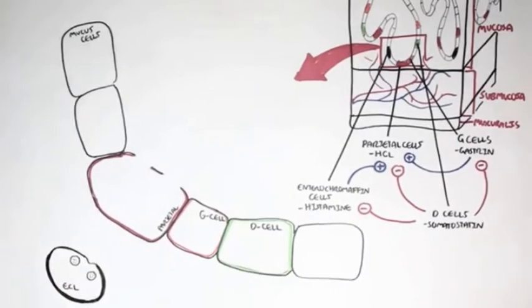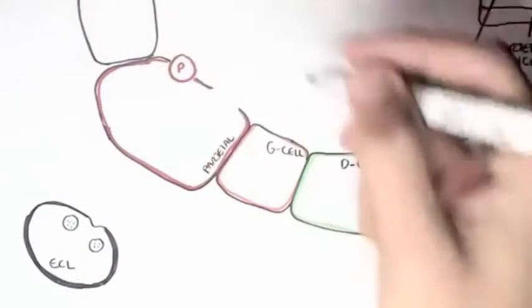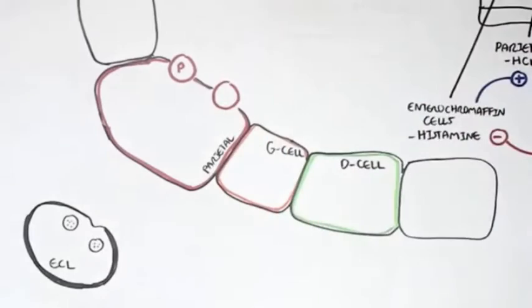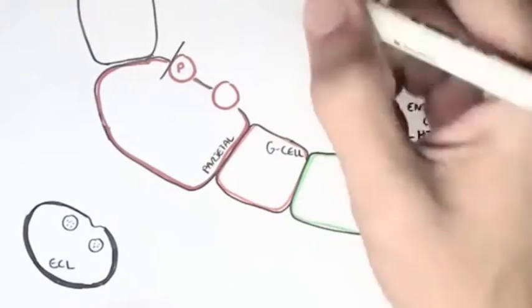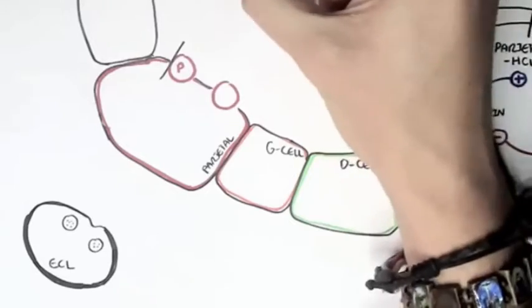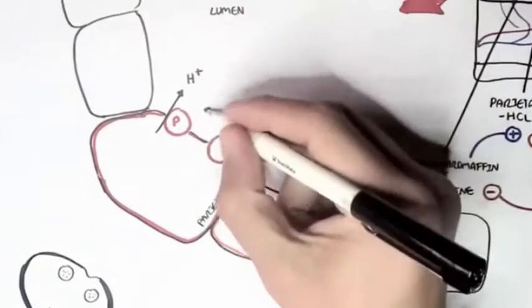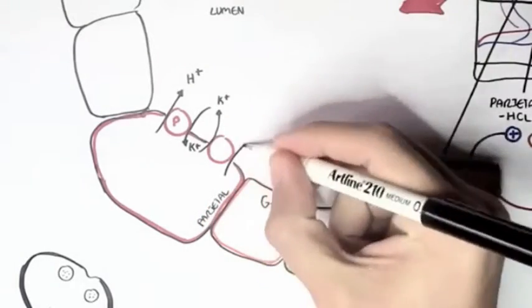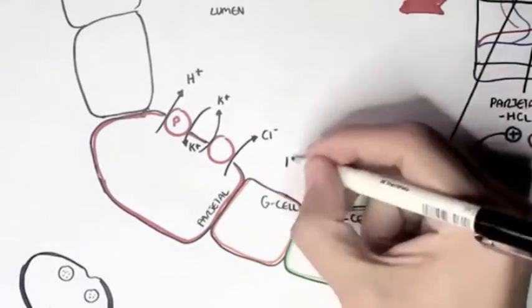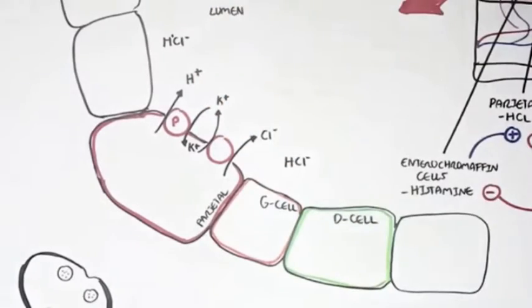The parietal cells secrete hydrochloric acid into the lumen of the stomach, which is situated here, through a proton pump sort of thing. The parietal cells secrete hydrochloric acid by secreting hydrogen ion in exchange for potassium ion, and then it will secrete this potassium ion again together with chloride ion, thus forming hydrochloric acid in the stomach. Simple. HCl is hydrochloric acid and helps in food digestion.